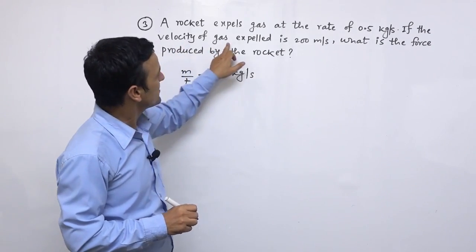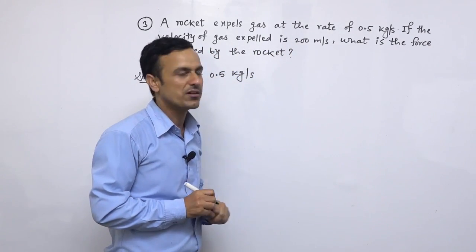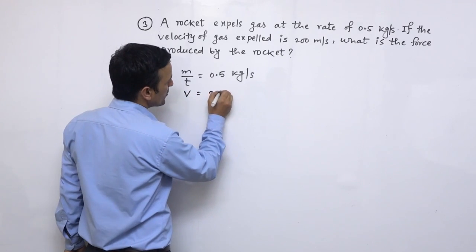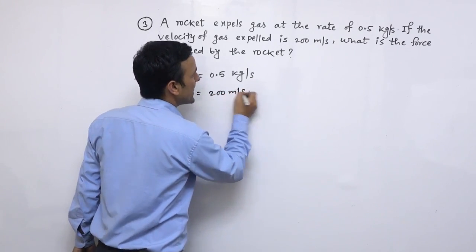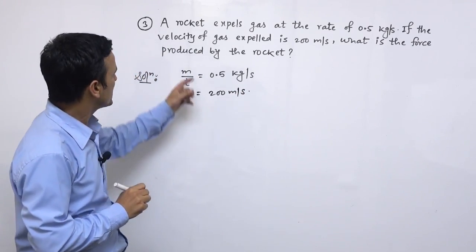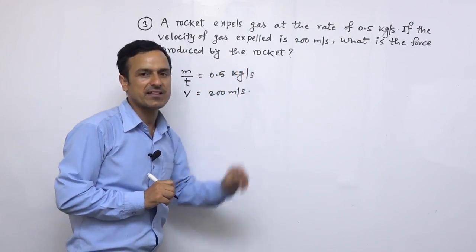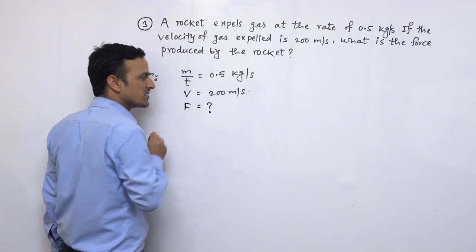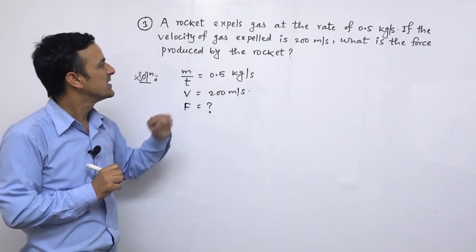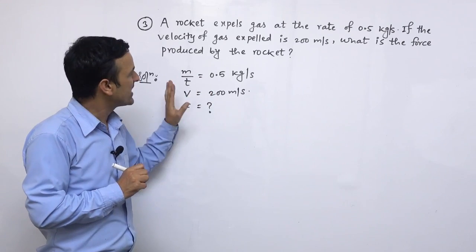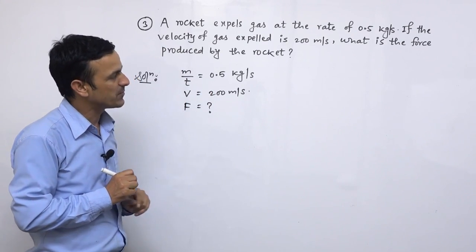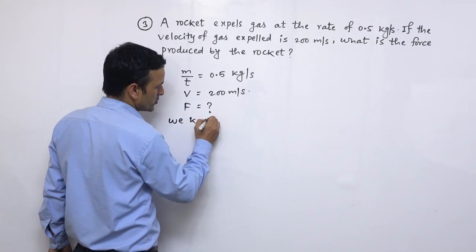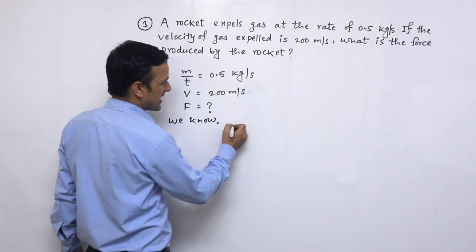And the velocity of the gas expelled is 200 meter per second. So write down velocity v is given by this. What is the force produced by the rocket? So force produced by it is equal to what? In this way, we can write down the information with the help of the question. From this information, we can use the formula like this.